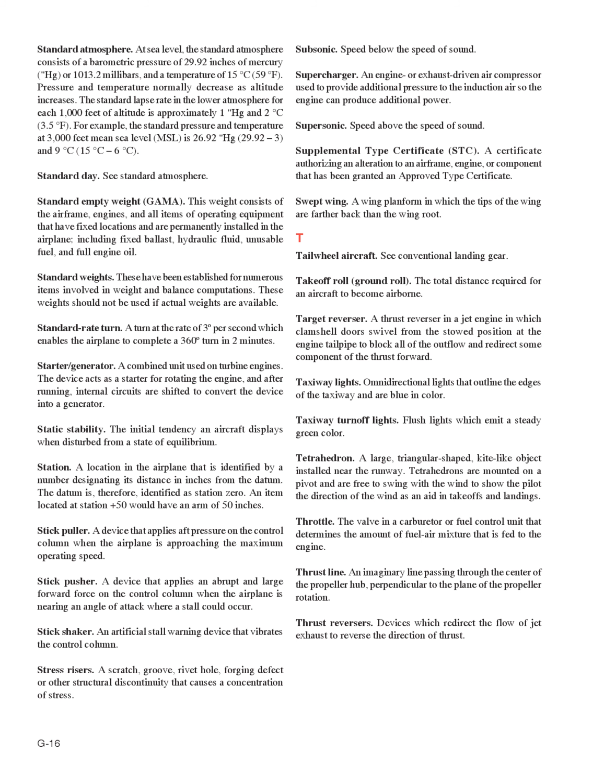Throttle. The valve in a carburetor or fuel control unit that determines the amount of fuel-air mixture that is fed to the engine. Thrust line. An imaginary line passing through the center of the propeller hub, perpendicular to the plane of the propeller rotation. Thrust reversers. Devices which redirect the flow of jet exhaust to reverse the direction of thrust. Standard rate turn. A turn at the rate of 3 degrees per second which enables the airplane to complete a 360 degrees turn in 2 minutes.